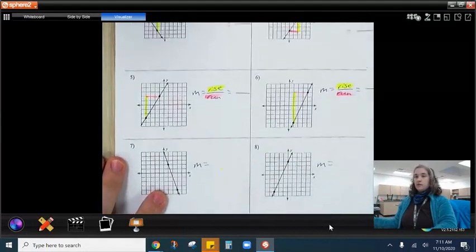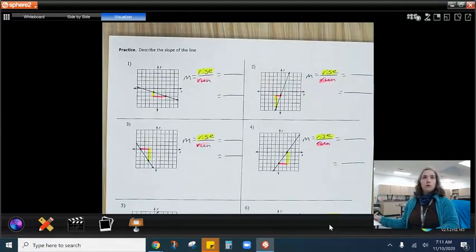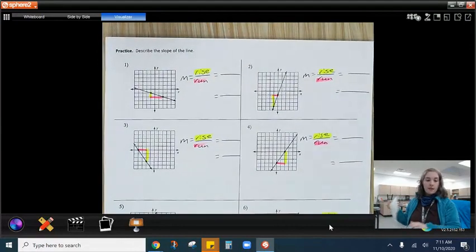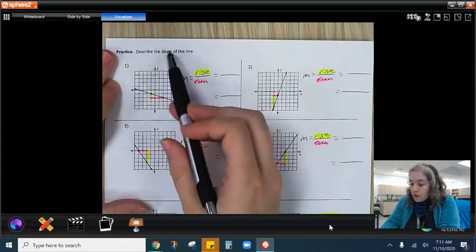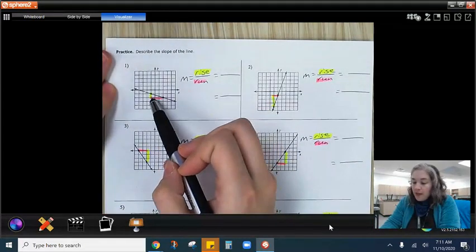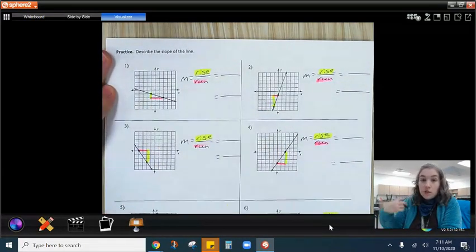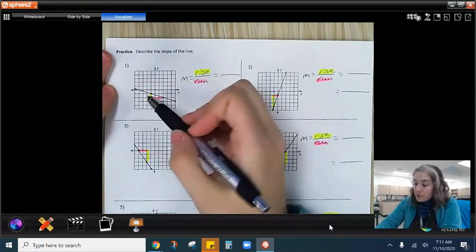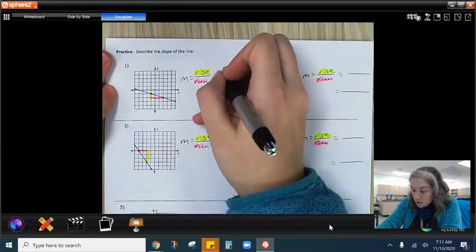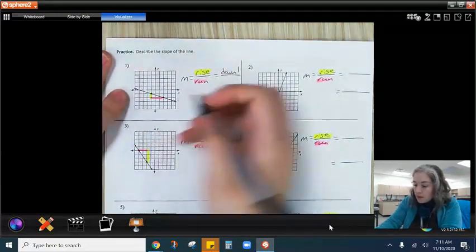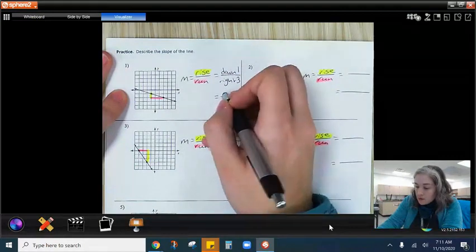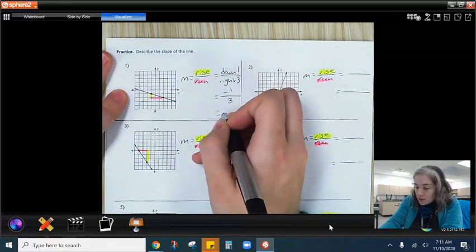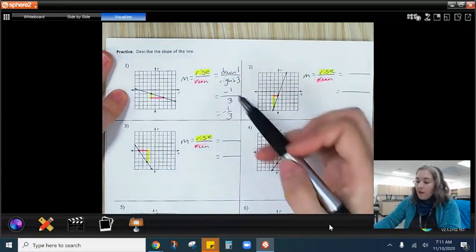All right. So we're going to do 2 of these together, and then I'm going to want you guys to try the rest on your own. So for this first one right here, I'm just going to describe it. So we are moving down 1 and then right 3. So that'd be -1/3.